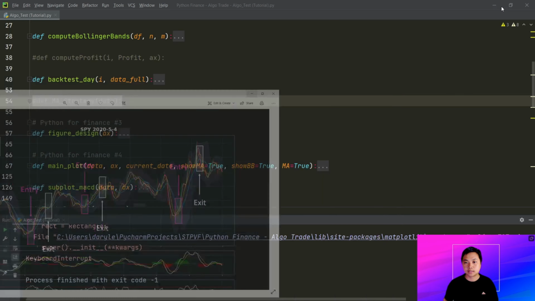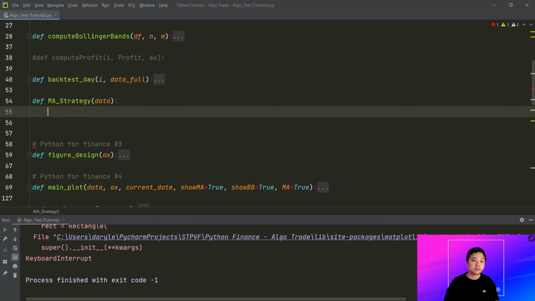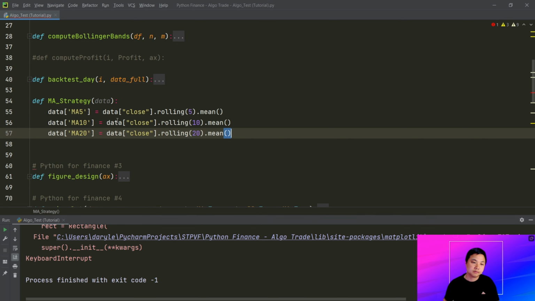Now we understand what we are going to build. Now let's create the moving average strategy function. The first thing that I need is the data on that particular date.